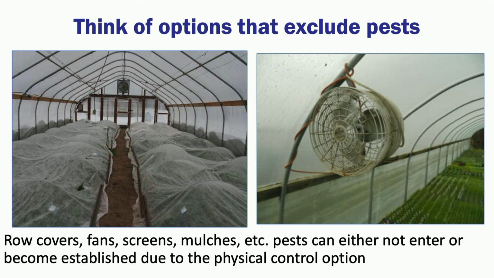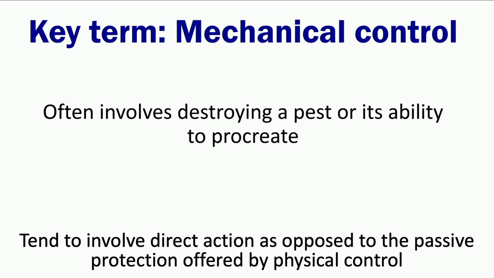Fans are a form of physical control. It pushes the pests back out when they try to fly in, or it cuts down on moisture in the air by moving some of that wet air out, so you can cut down on pathogens perhaps. These are just going to be helpful in preventing those pests from getting in. Then we have mechanical control, which is much more spectacular. That's a very passive way of going about it. Mechanical control involves physically destroying the pest in some fashion.